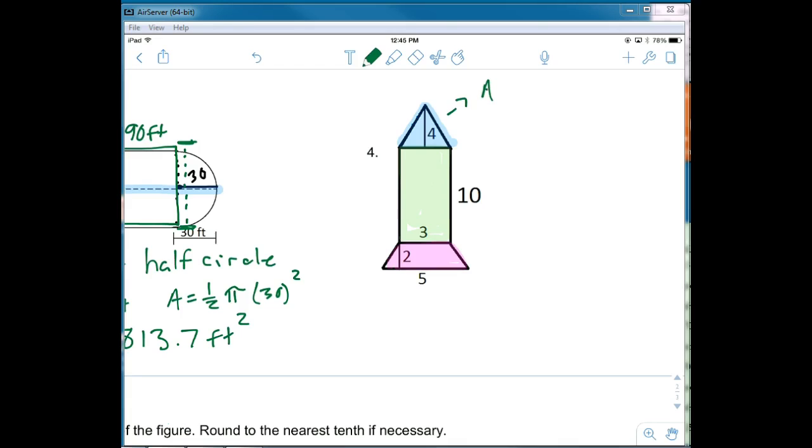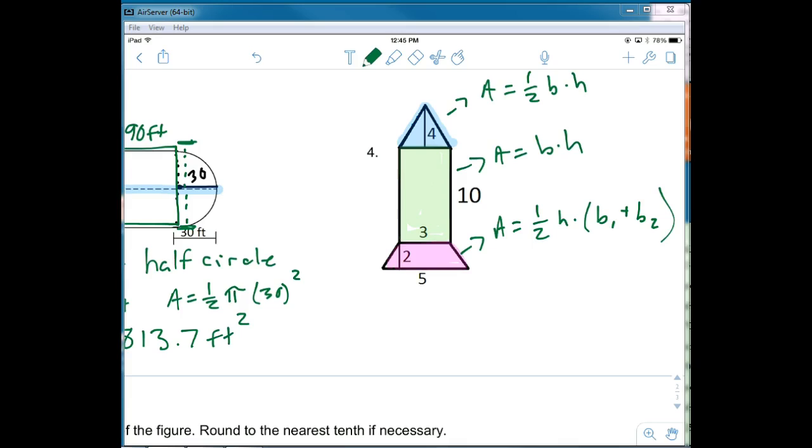The triangle, area of a triangle is 1/2 base times height. The area of a rectangle is just base times height. The area of a trapezoid is 1/2 height, and then base 1 plus base 2. And I like to write the height first, but it doesn't matter which one you write first. All right, so let's start at the top. The triangle has the same base as the rectangle. So I see a 3 down on the bottom here. That means I've got a 3 as my base right there.